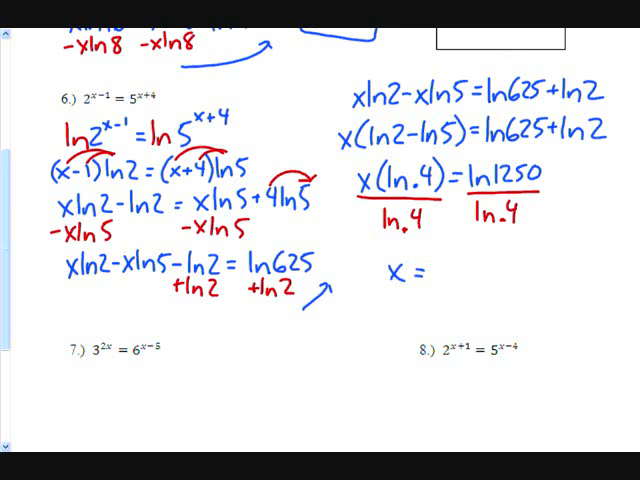So I find out that x equals negative 7.7824. And that's it. So again, the properties of logarithms are really going to save us a lot of work if we're good at using those.